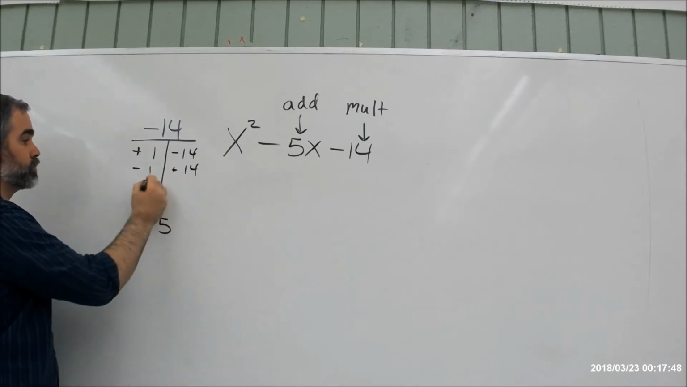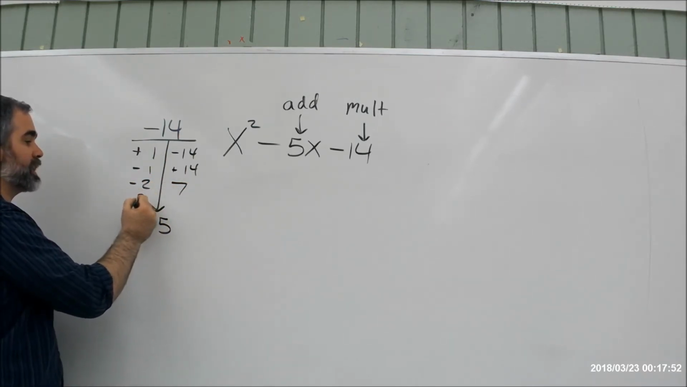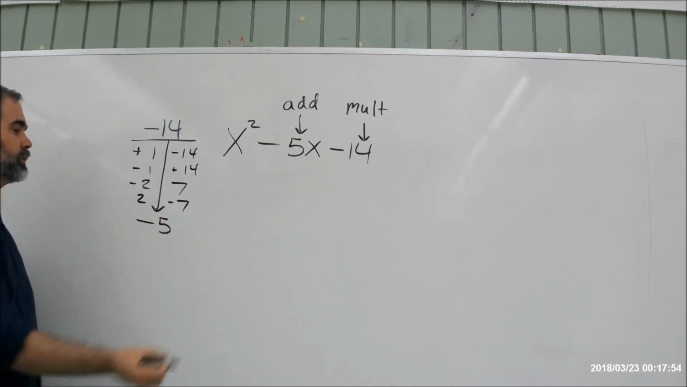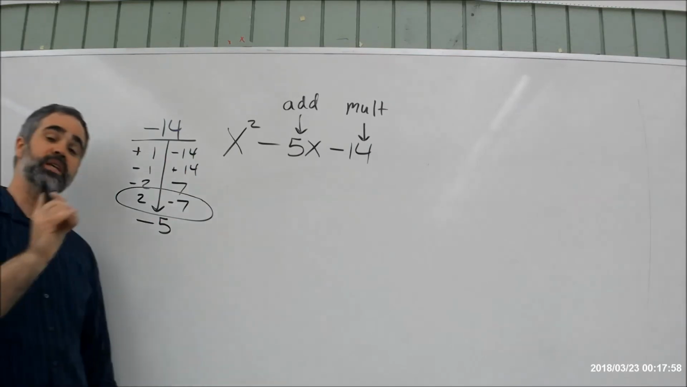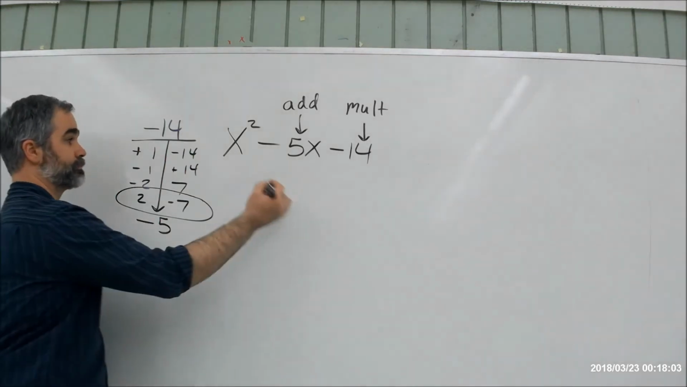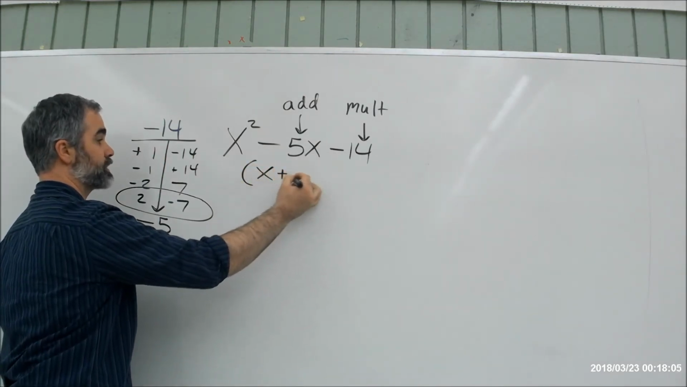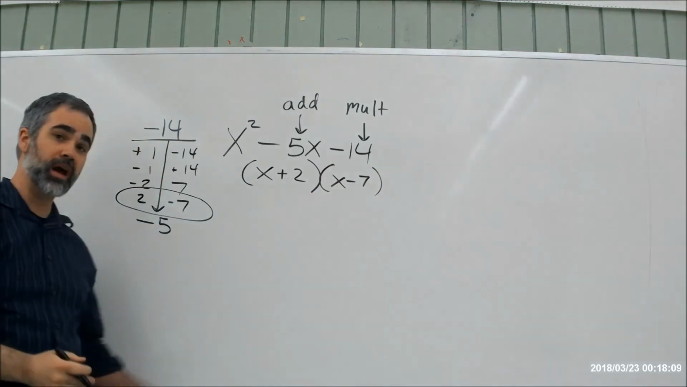You need to check both possibilities. The other one is 2 and 7. 2 could be negative, or the 7 could be negative. The only one that will add to be negative 5 is 2 and negative 7. Be careful about your negatives. They're a really easy way to get tripped up. So we're going to have x plus 2 and x minus 7. Again, check your work by multiplying.